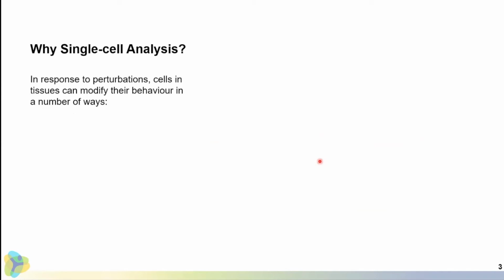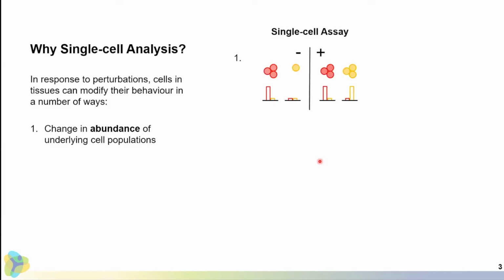Here I've highlighted three toy examples of the types of changes that can happen in a tissue that is under some sort of perturbation. So the first change that you might observe when applying a perturbation or control or comparing health and disease is a change in the abundance of underlying cell populations.